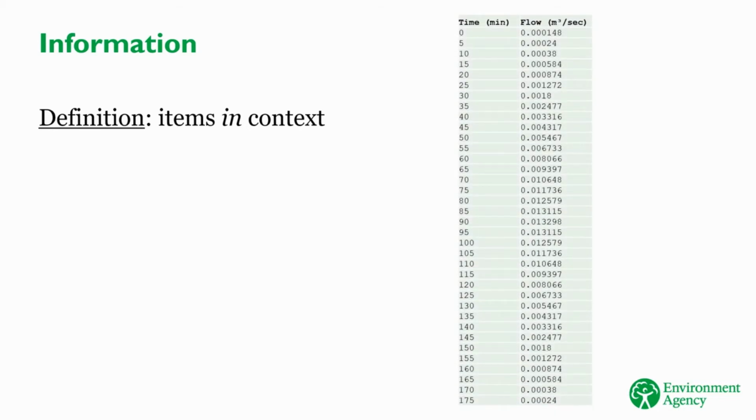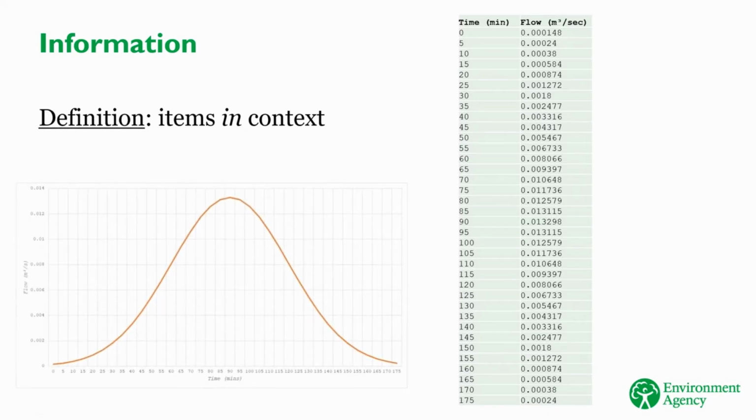Information is items which are presented in context. For example, here are the data from the previous example. These are the same numbers as before, but this time we've put them in a table and told you what they mean by adding headings. We've turned the data into information. Computers are great at doing this. We use things like spreadsheets all the time to process data into usable information and present it in many different ways.